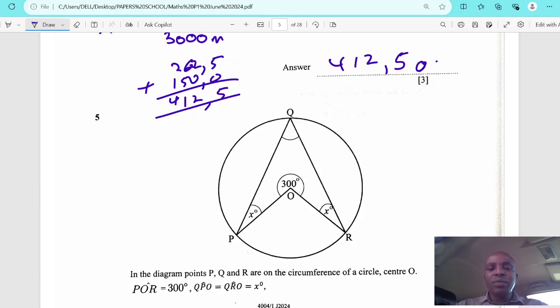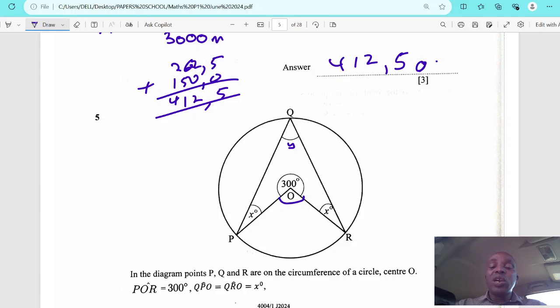PQR is this one, right? Applying this angle here, I can call it y. It's a relationship with this angle. That angle at the center is twice the angle at the circumference of a circle. So this angle at the center is 2 times the angle PQR. So you can find that one first.